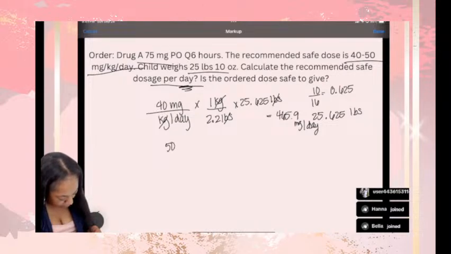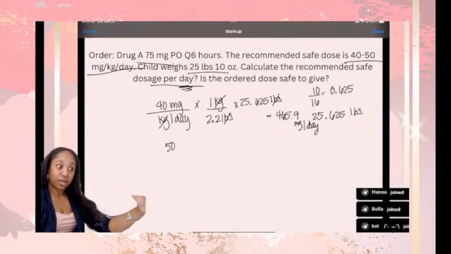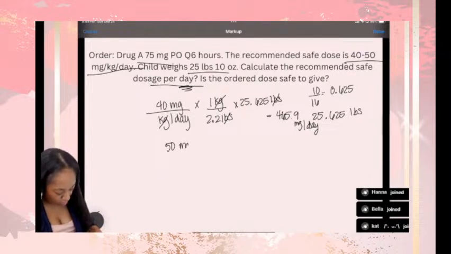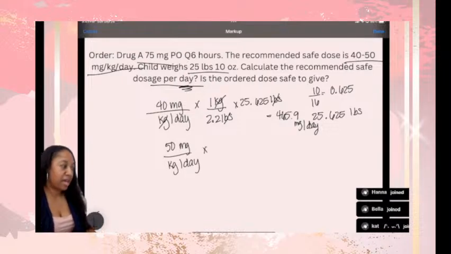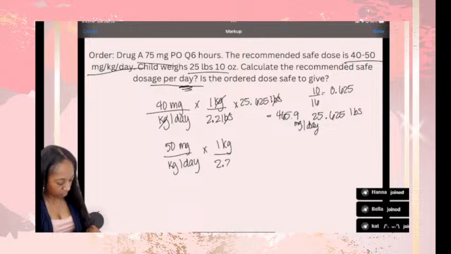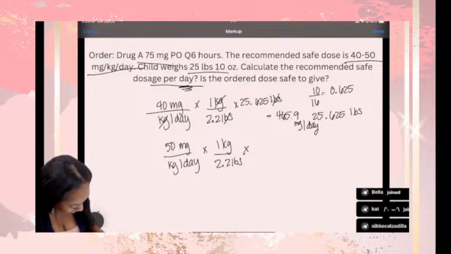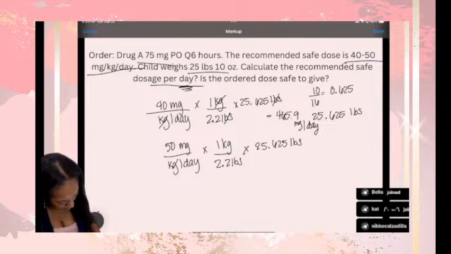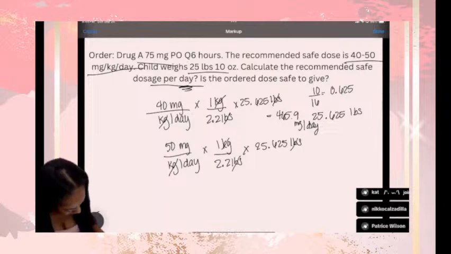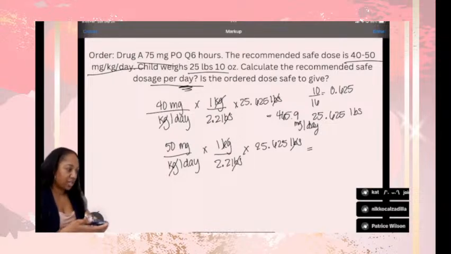Alright, so now we have to look at what is our top range, our top number, okay? But we cannot go past it or you're going to make your patient toxic. Either hepatotoxicity or toxicity of the kidneys, because we know that drugs are metabolized in the liver or the kidneys, right? So nephrotoxicity, 25.625 pounds. So kilograms crossed out, pounds crossed out, we are left with milligram per day.